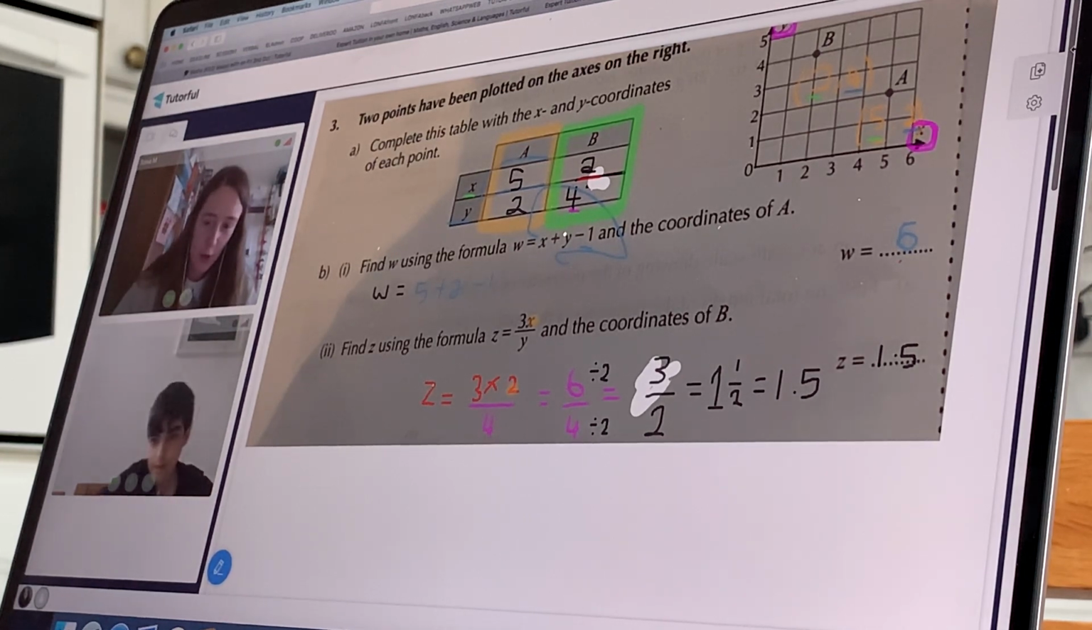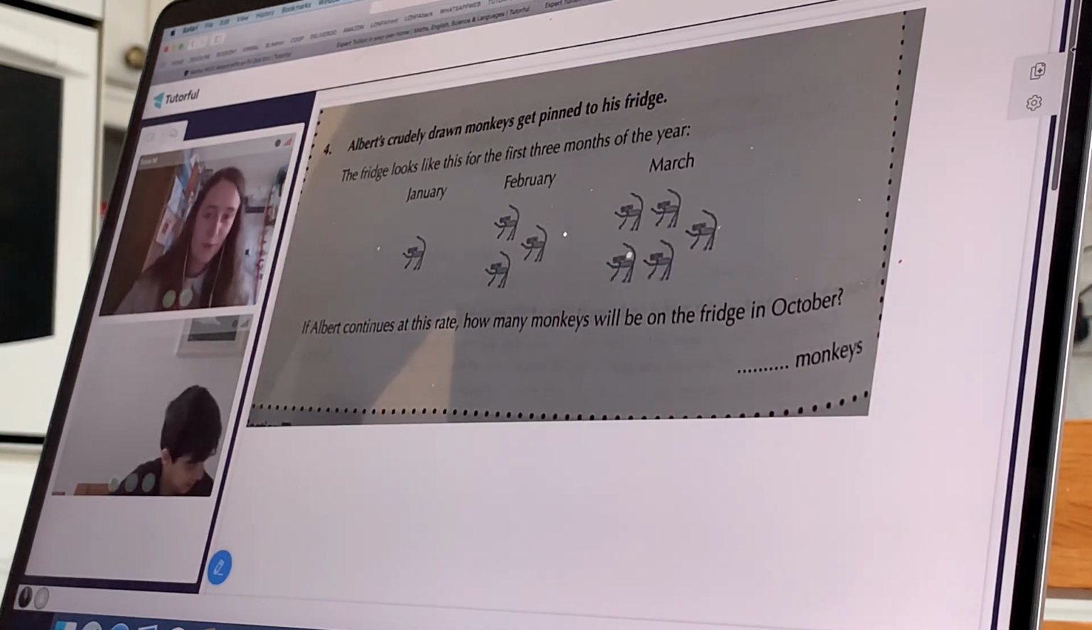Look, this is the x, and this is the y. z equals 1.5 and w equals 6. So we'll move on to the next. Does that all make sense? Are you happy with that? Yes, it makes sense. Good.